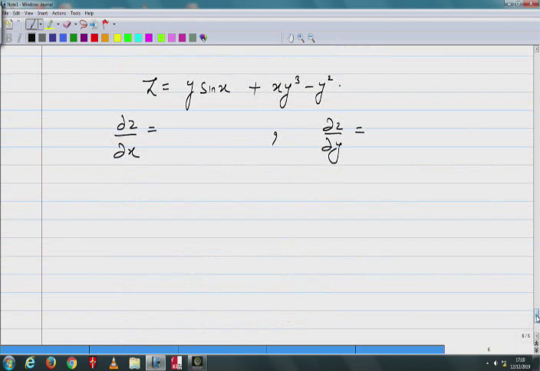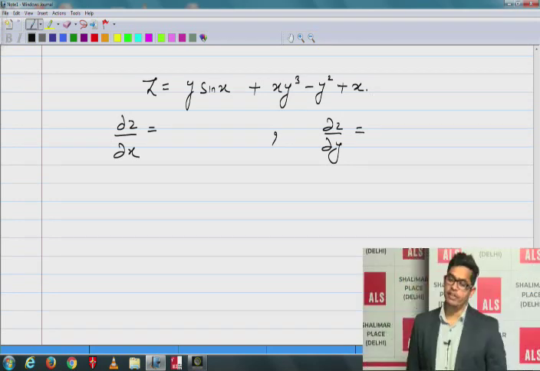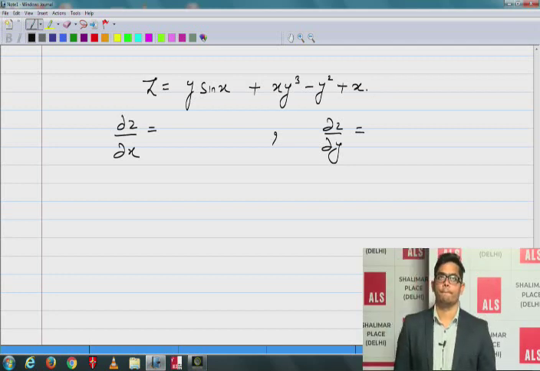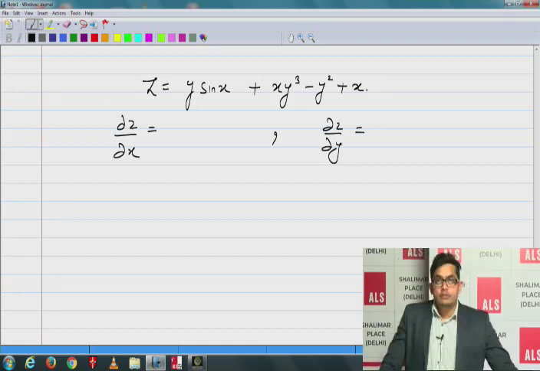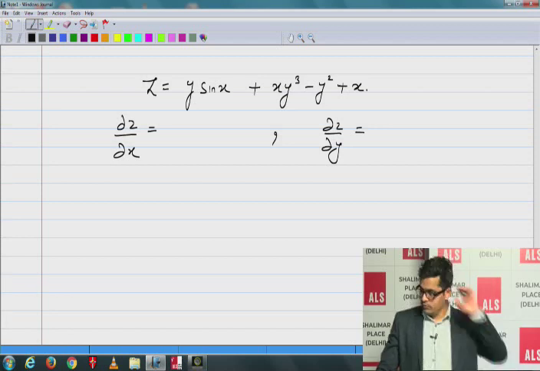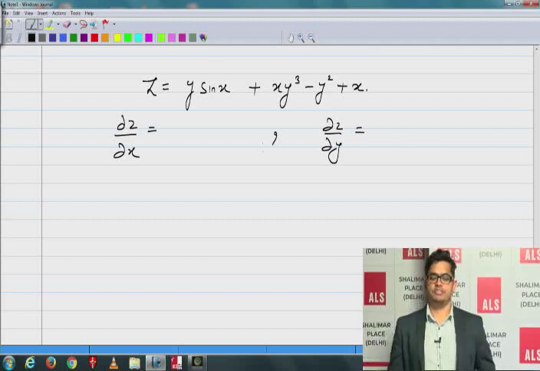Do this question. In fact, maybe you can write x as well. Okay, now do it. y sin x plus xy cube minus y square plus x. What is del z by del x?